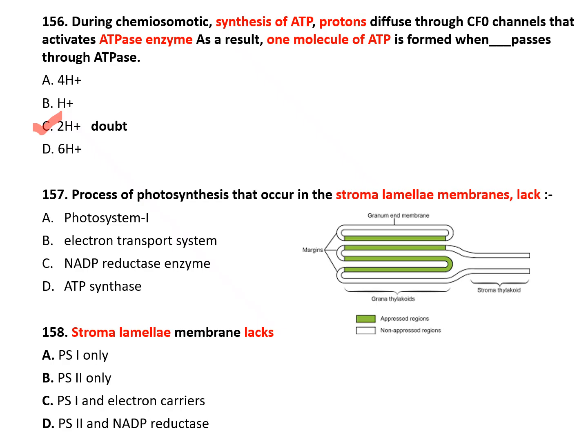The next question, number 157. Which process of photosynthesis occurs in the stromal lamella membranes: option A, photosystem 1; option B, electron transport system; option C, NADP reductase enzyme; option D, ATP synthetase. The correct answer is option C, NADP reductase enzyme. The NADP reductase enzyme is found in the stromal lamella membrane.